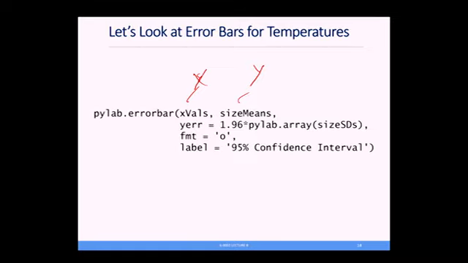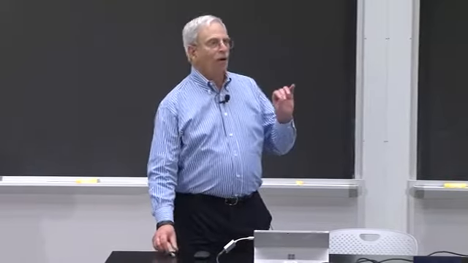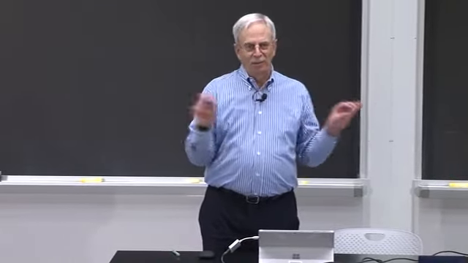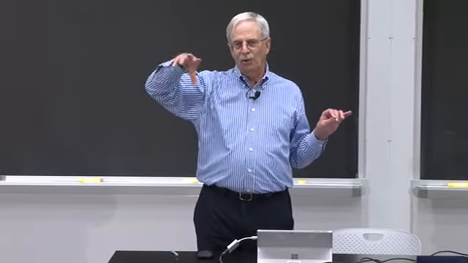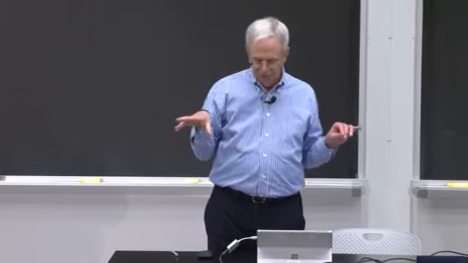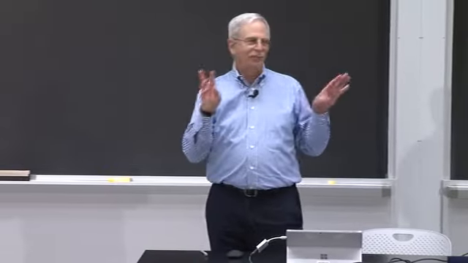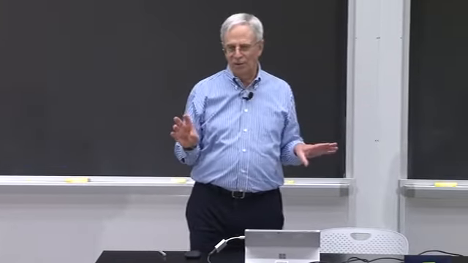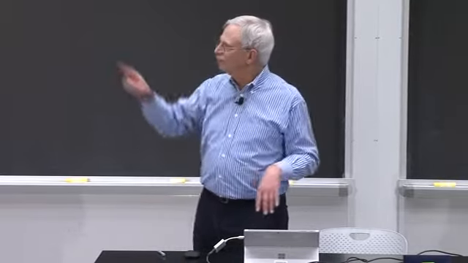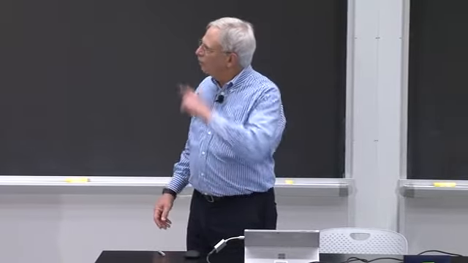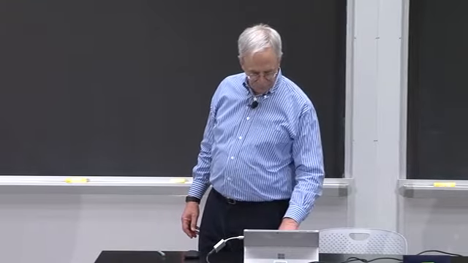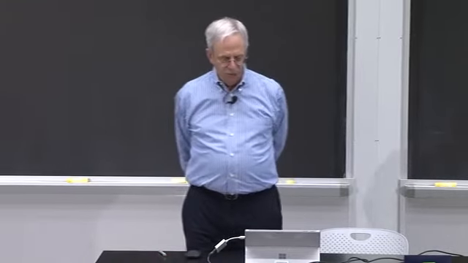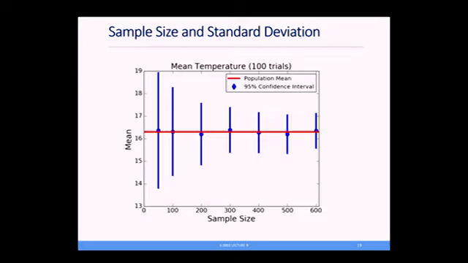FMT stands for format. Error bar has different keyword arguments than plot. You'll find as you look at different ways, like histograms and bar plots, scatter plots, they all have different available keyword arguments, so you have to look up each individually. But other than this, everything in the code should look very familiar to you. And when I run the code, I get this.